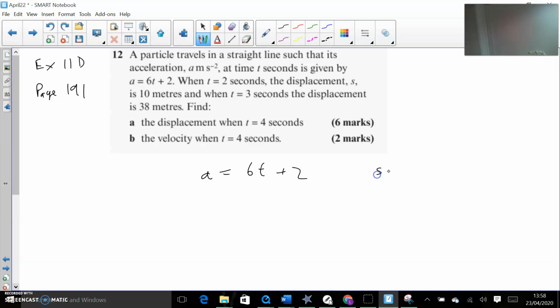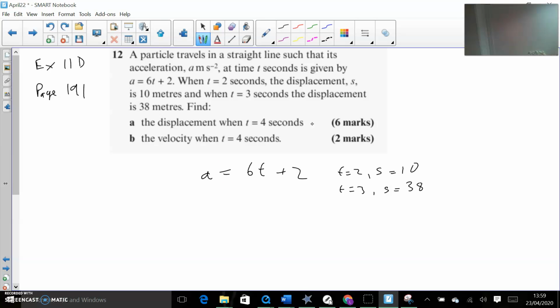So when t equals 2, the displacement is 10. So t equals 2, displacement equals 10. And when t equals 3, the displacement is 38. Okay, now we want to find the displacement when t is 4. So we need an expression for the displacement.